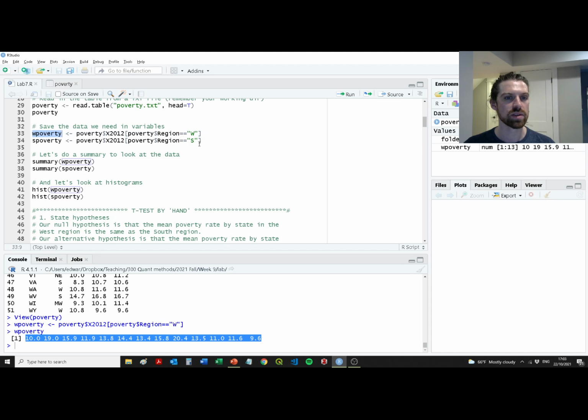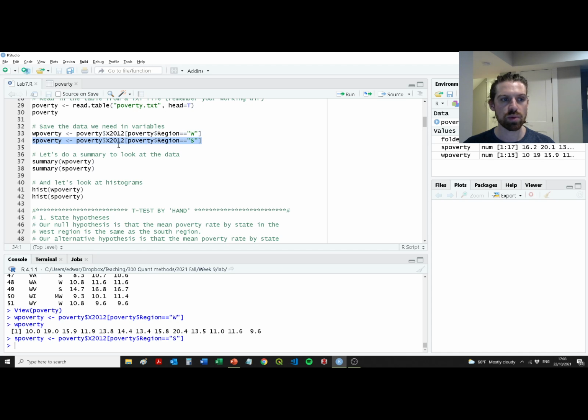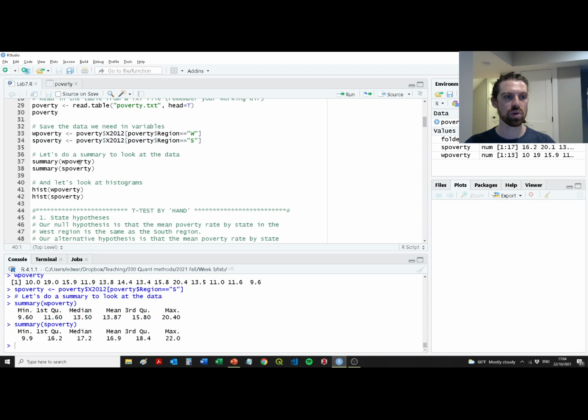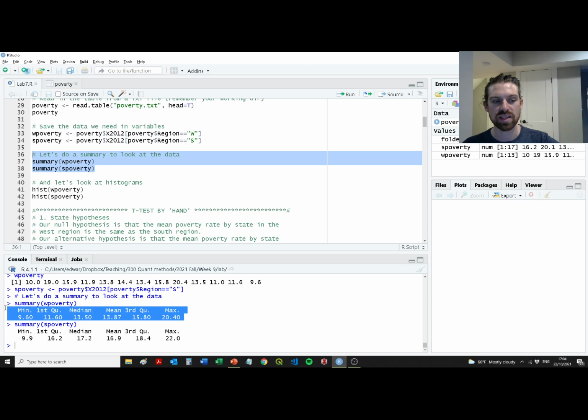up to 9.6. And we can do the same here for the southern poverty rates, and now we've got both of these poverty vectors in our global environment, we're able to take a statistical summary of them, okay, so we can do that for the west and the south, and this summary function provides us with the minimum, the first quartile, the median, the mean, the third quartile, and the maximum values within that data set, okay?